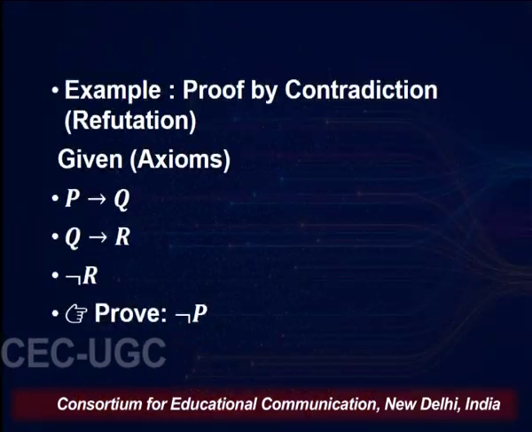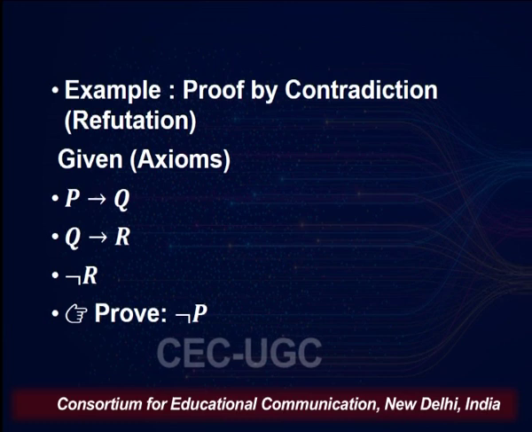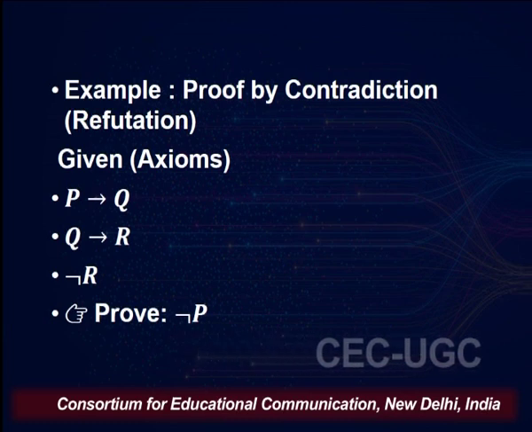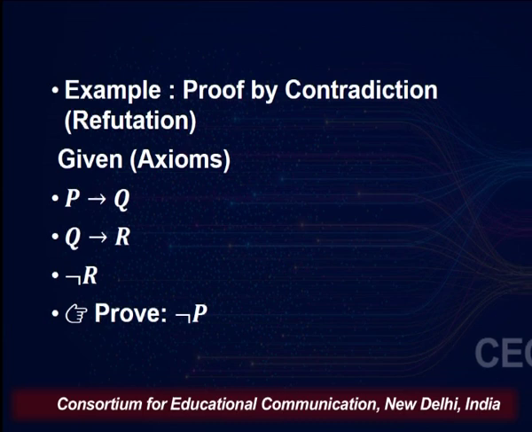So, first a very simple example of refutation or proof by contradiction, or we can say simply the resolution method, which is using the technique of refutation. Now, let us take an example where we have been given some axioms. These axioms say P implies Q, Q implies R, and negation of R.